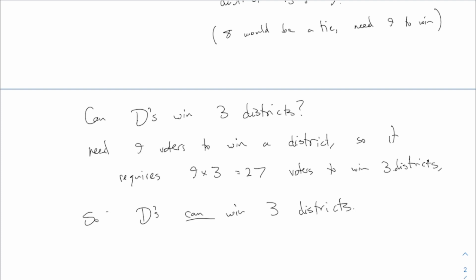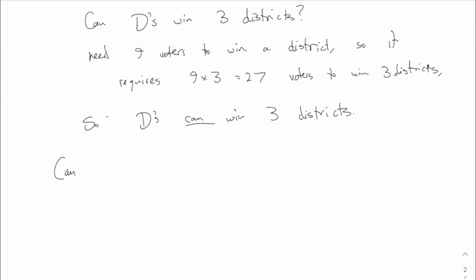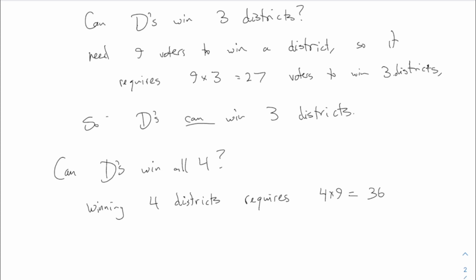What about, can the D's win all 4 districts? Again, you have to think about how many voters would be required in order for them to win all 4. You need 9 voters to win each district. So winning 4 districts requires 4 times 9, which is 36 voters.